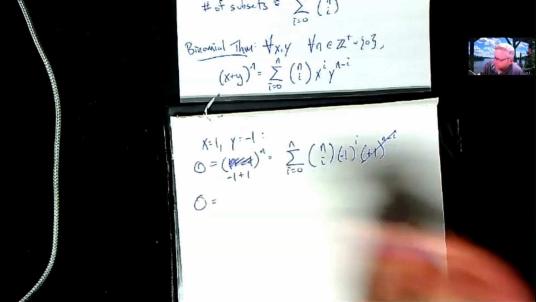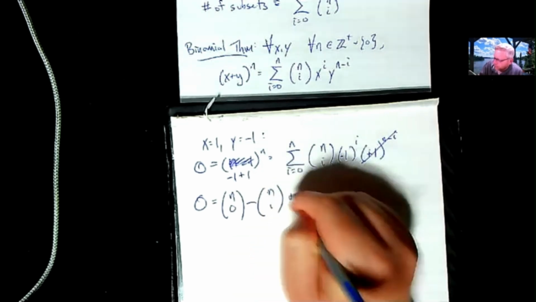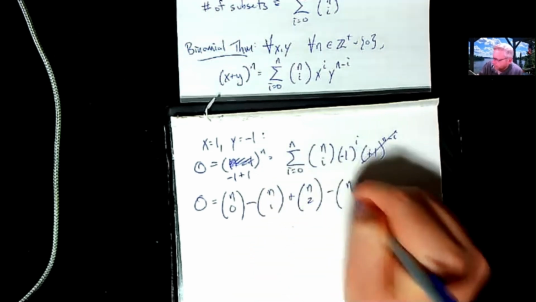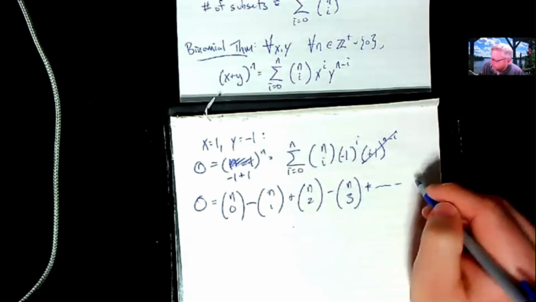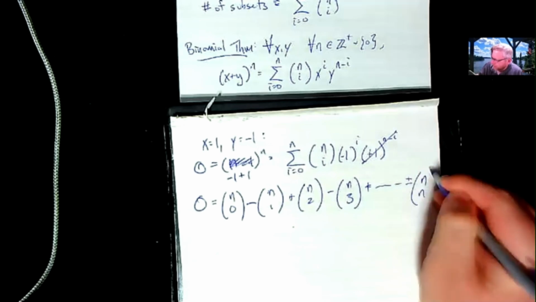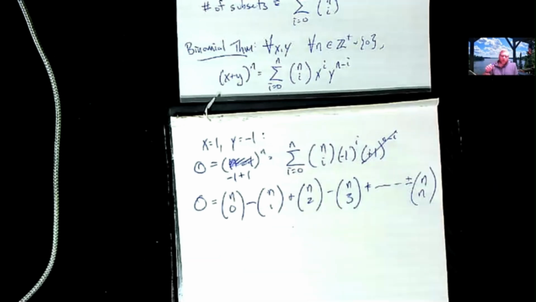And so what we get is 0 on the left is n choose 0 minus n choose 1 plus n choose 2 minus n choose 3, and so on. And then I guess it would be plus or minus n choose n, the last one, depending on whether n was even or odd. Okay. Everybody good with that so far? That's a 1.3 problem there. Any questions on that? I'm going to apply it to this situation right away, but before I do, any questions on that?